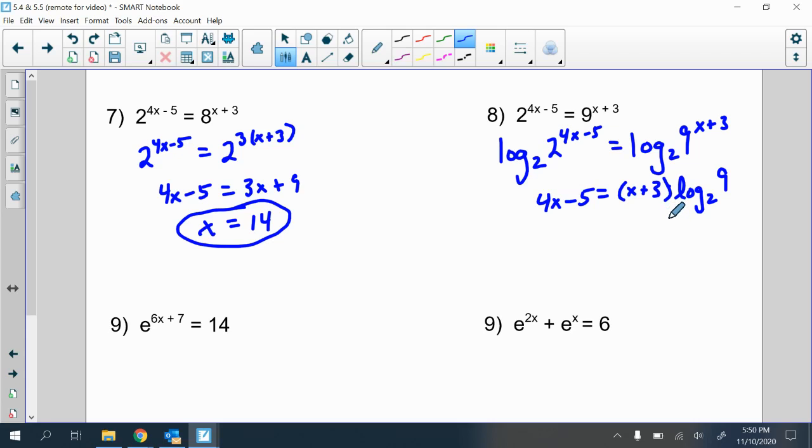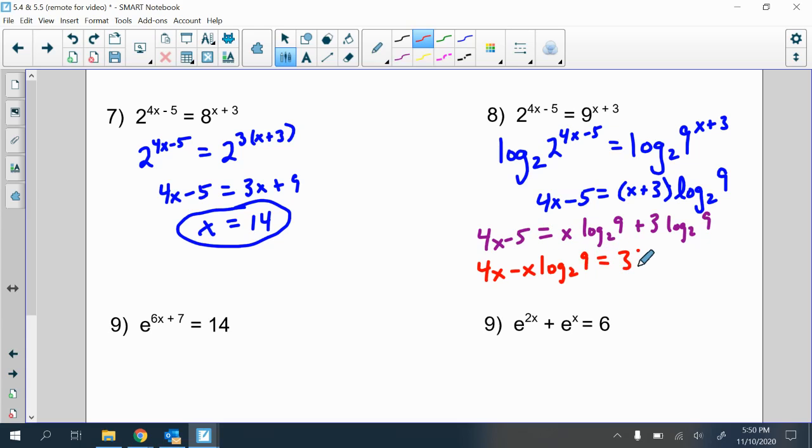So now what I would want to do is distribute. This problem actually takes a while. So now I have 4x minus 5 equals x times log base 2 of 9 plus 3 times log base 2 of 9. Now, in order to get x by itself, I'm going to have to factor x out. So I have to move everything dealing with x to one side, and move everything that doesn't deal with x to the other side. And then I can factor out the x.